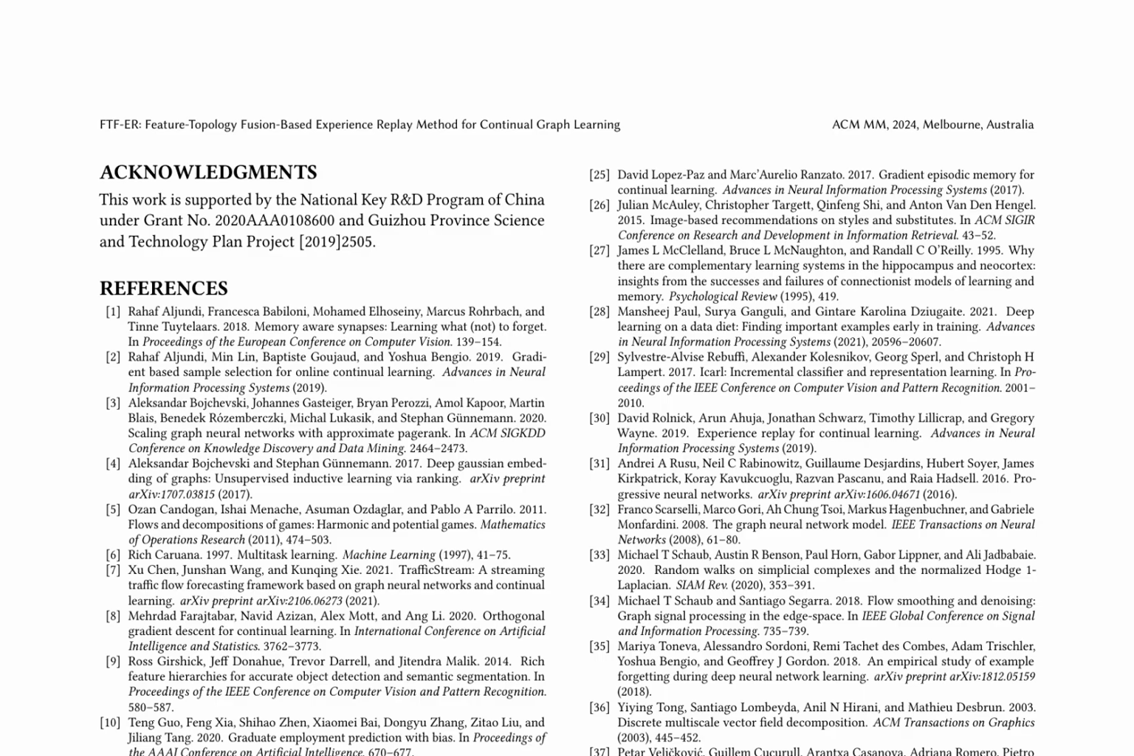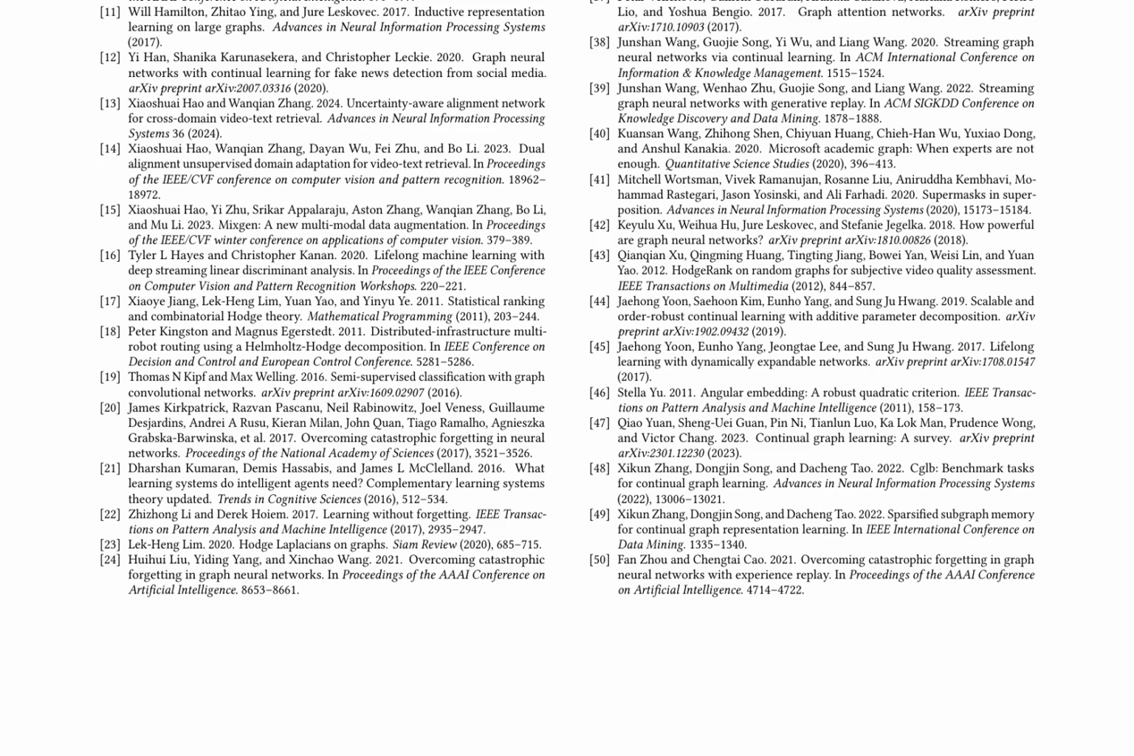The feature-topology fusion-based experience replay (FTF-ER) method is introduced as a novel approach to continual graph learning, leveraging Hodge decomposition to better understand graph structure and improve the learning process. This approach combines node features and topological information using a Hodge decomposition-based feature fusion strategy, helping to identify and preserve essential information from previous tasks and reduce catastrophic forgetting. An experience replay mechanism stores and samples experiences from past tasks to further enhance learning.